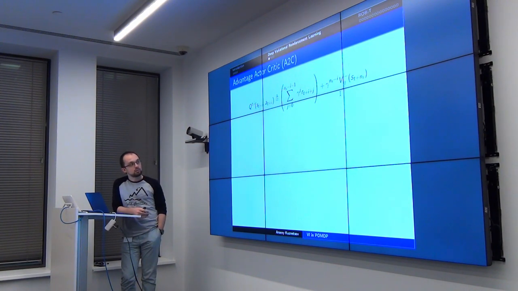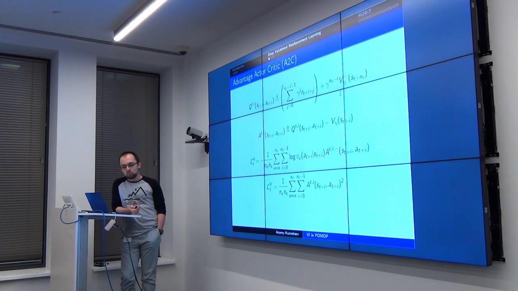We define advantage as Q function minus value function. It's just an action-independent baseline to reduce gradient variance. And the first loss that we optimize is basically a policy gradient loss on this advantage. Next, we optimize value loss, which is MSE loss between Q and V. And we want V to be the expectation over policy of our Q function.